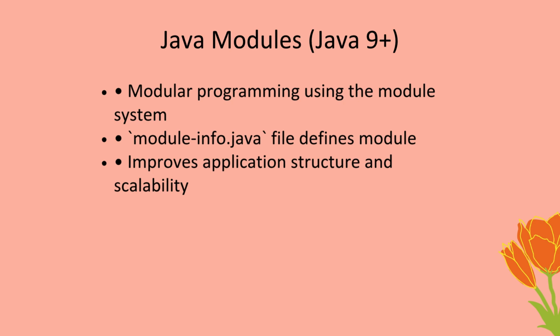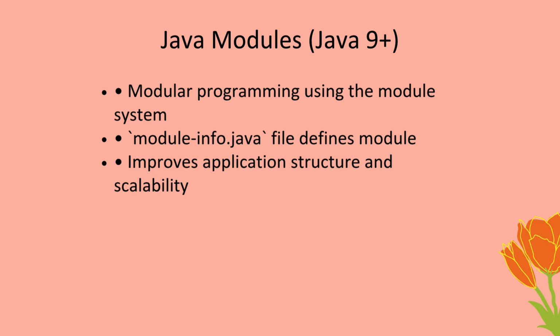Starting with Java 9, the platform introduced a significant architectural change, Java Modules, also known as the Java Platform Module System, or JPMS. This feature enables modular programming, allowing developers to define explicit boundaries for their application components. At the heart of the system is the module-info.java file, which is used to define a module. This file declares the module's name, its dependencies on other modules, and the packages it exports to other modules.